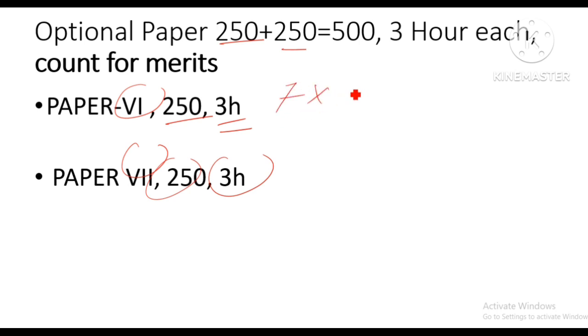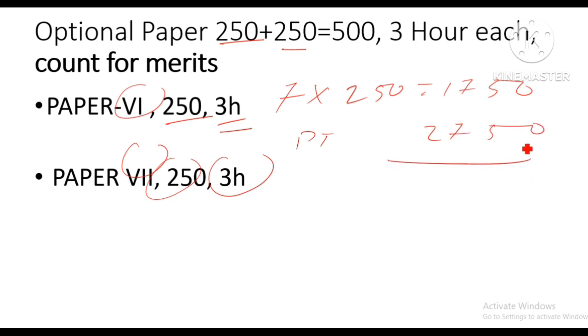Then 7 into 250, that is 1750. And then the personality test is 275. That means a total of 2025. Out of 2025, whatever you gain, according to that you will be either in the list or not.